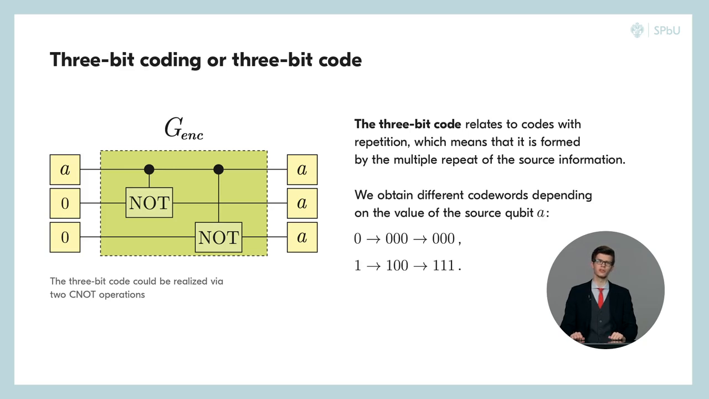It means that this code is formed by the source information repeated many times. The 3-bit encoding scheme is depicted on the slide. Firstly, the pair of auxiliary bits in the state 0 are added to the source bit A. Then the A bit encoding via two CNOT operations is performed. During the encoding, the A bit acts as a control bit and the two auxiliary bits act as target ones. As a result, the bit A is turned into the logical bit AL. Thus, one of these transformation chains could be performed.